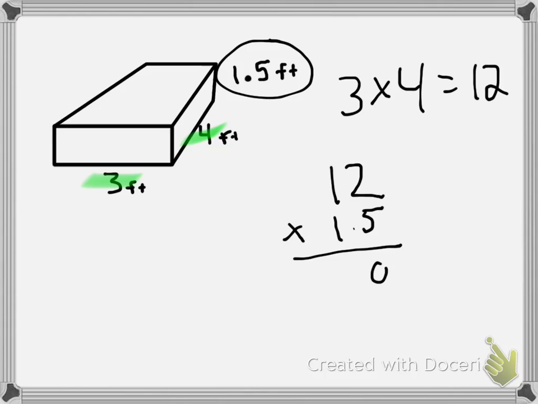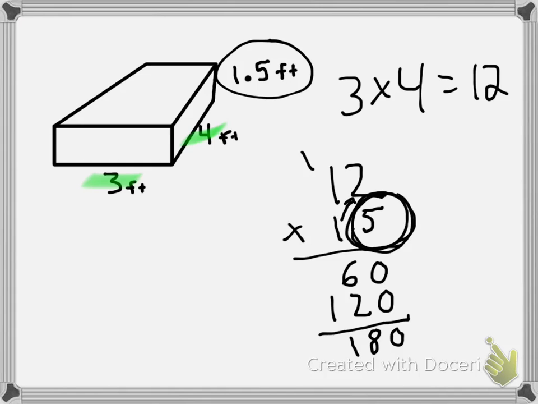5 times 2 is 10. Put the 1 there. 5 times 1 is 5. 5 plus 1 is 6. Placeholder. 1 times 2 is 2. 1 times 1 is 1. Add these: 6 plus 2 is 8. And then 1. And then we're looking at how many numbers are on the right-hand side of the decimal. We have 1. So I'm bringing my decimal in 1 time.